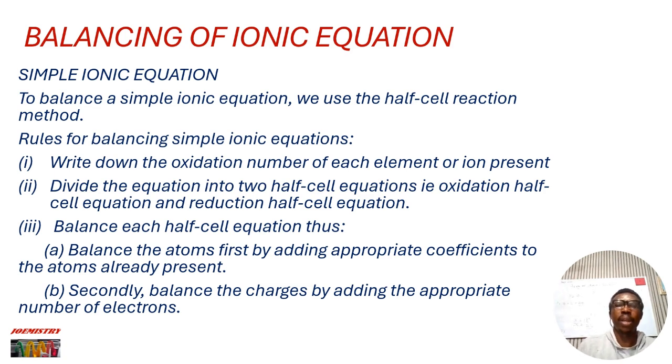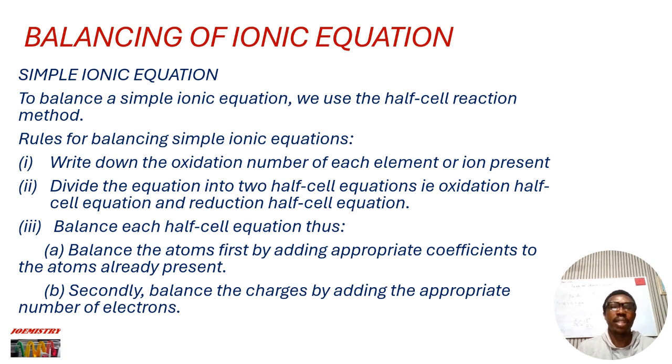Now to balance the simple ionic equation, we use the half cell reaction method. So we want to look at the rules for balancing simple ionic equation. Please, we are going to follow the rules judiciously so that we can balance an ionic equation. The first one is write down the oxidation number of each element or ion that is present. Then you divide the equation into two half cell equations, that is the oxidation half cell equation and the reduction half cell equation. That's what makes it a redox equation, a redox reaction.